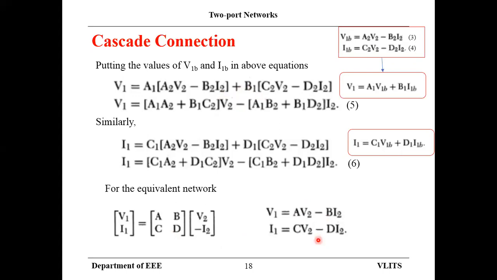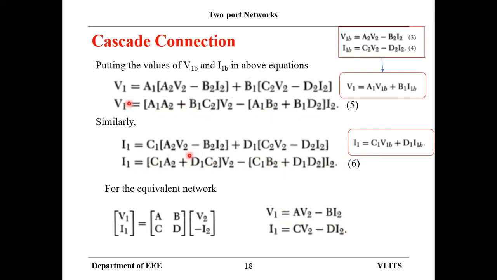If you compare these equations, equation number 5 and this equation for V1, the coefficient of V2 is here and the coefficient of I2 is here. If you compare these two, in the place of A, here it is A1 A2 plus B1 C2, and in the place of B, here it is A1 B2 plus B1 D2. In a similar way, if you compare equation number 6 and this I1, in the place of C you have this term, and in the place of D you have this term.